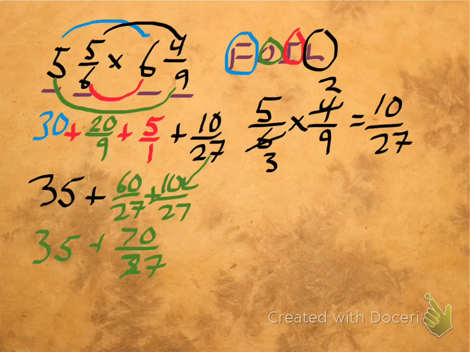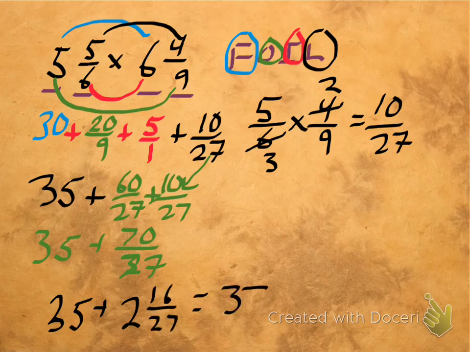And that should look familiar. That was that last step in the partial quotients division. Yeah. We saw that 27 went into 70 2 times, right? And so this changes into 2, and our remainder was 16, you recall, over 27. And now if I add this up, I get 37 and 16/27ths.